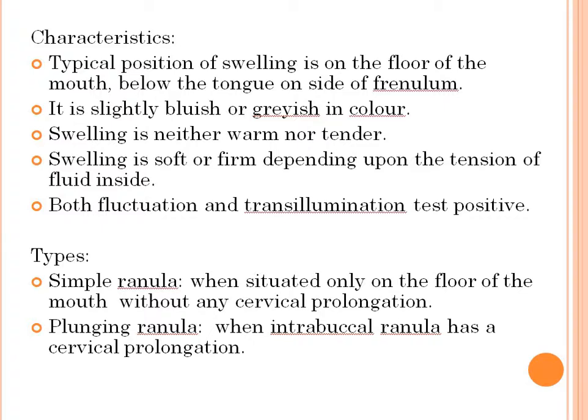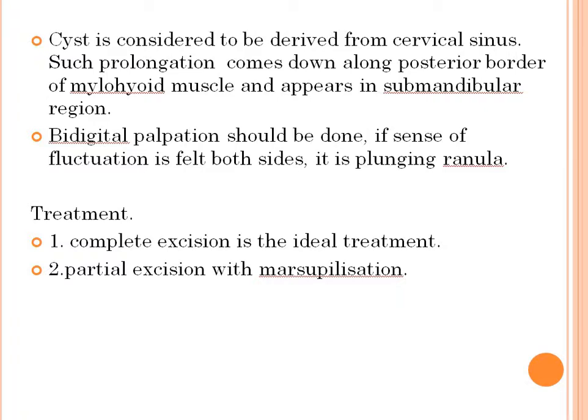Types: simple ranula, when situated only in the floor of the mouth without any cervical prolongation, and plunging ranula, when the intraoral ranula has a cervical prolongation. The cyst is considered to be derived from the cervical sinus. Such prolongation comes down along the posterior border of the mylohyoid muscle and appears in the submandibular region. Bidigital palpation should be done; if a sense of fluctuation is felt on both sides, it is a plunging ranula. Treatment: complete excision is the ideal treatment; partial excision with marsupialization is an alternative.